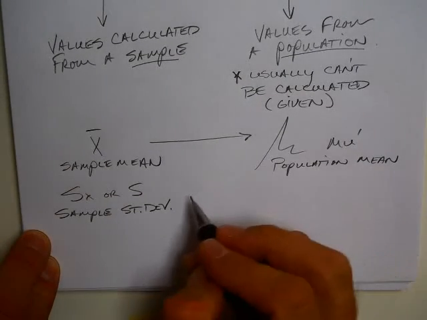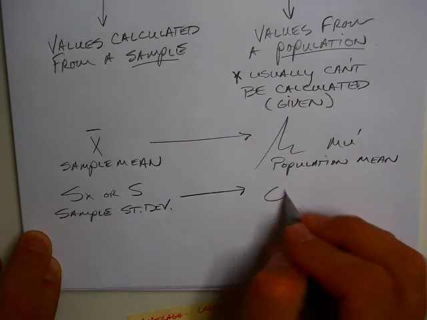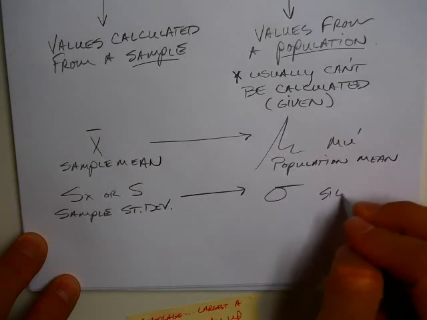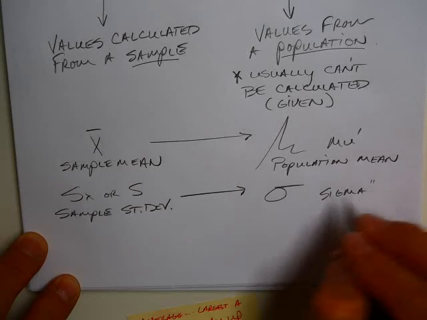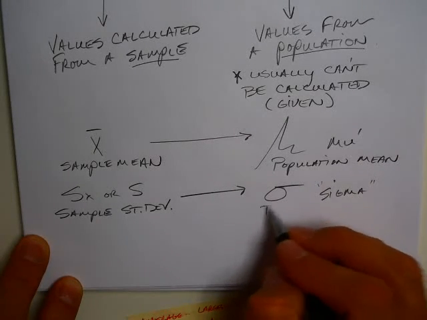And the population, the parameter version of that, looks like this. It's kind of like a Q with the little thingy at the top. It's called sigma. Again, another Greek thing. It's the population standard deviation.